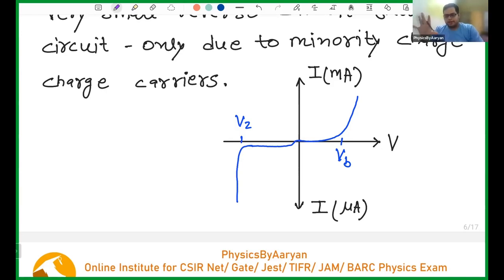The barrier is not blocking reverse. Reverse is helping the barrier. If I am blocking, it means I am trying to go against the barrier, but reverse is actually trying to help the barrier. So if initially the barrier is this much, and I apply the reverse, the barrier will get even bigger.